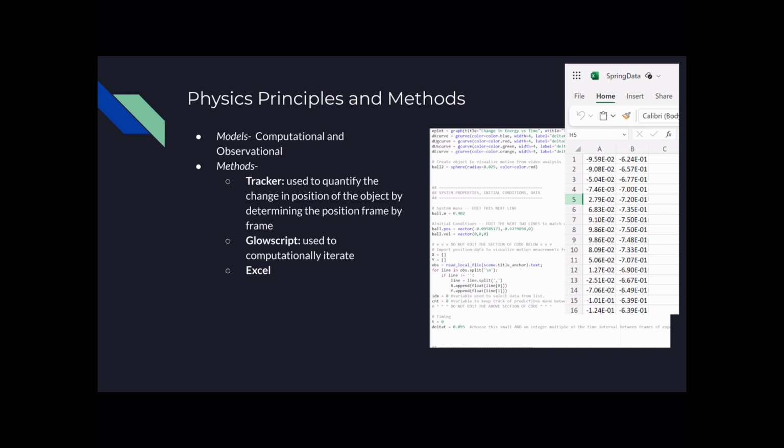The methods used are Tracker, which was used to quantify the change in position of the object by determining the position frame by frame, GlowScript, which was used to computationally iterate, and Excel.